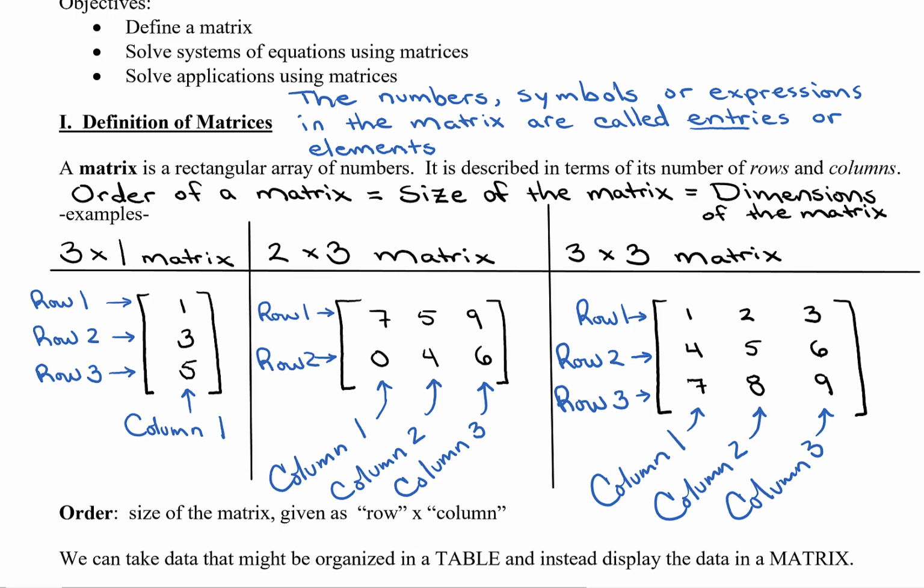I'm going to underline the word entries and elements. I'm going to use our 3x1 matrix as an example. I'm going to highlight the 3 entries or elements that we have in matrix 1 with my yellow highlighter, and I'm also going to circle them in red with an arrow pointed up towards them. And I'm going to say this matrix has 3 entries.